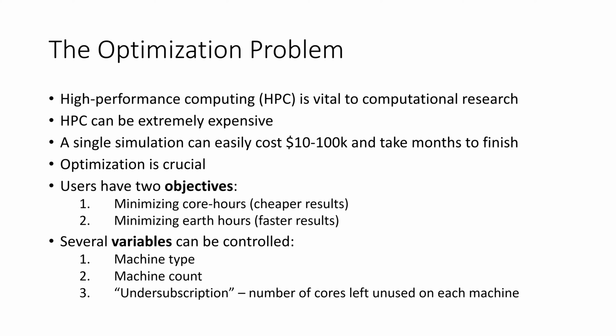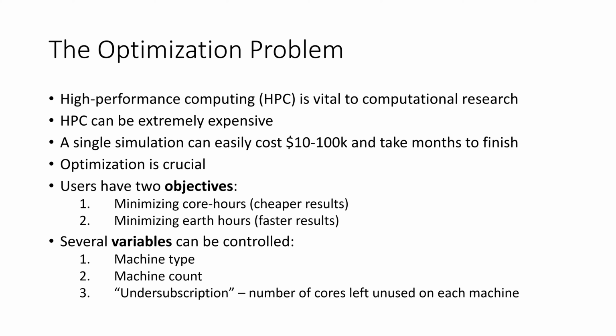When optimizing HPC, you have two basic objectives. The first is to minimize the number of core hours used, which means cheaper results, and the second is to minimize the number of Earth hours, so faster results. To bring about these objectives, there are several variables that you can manipulate.